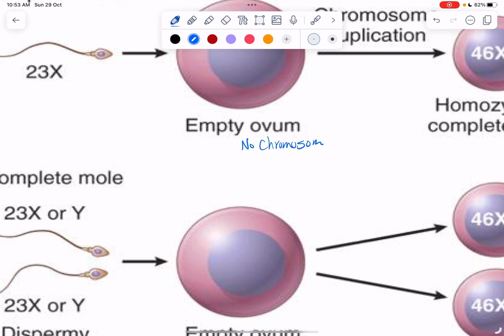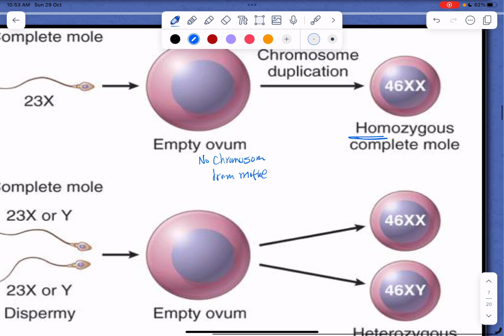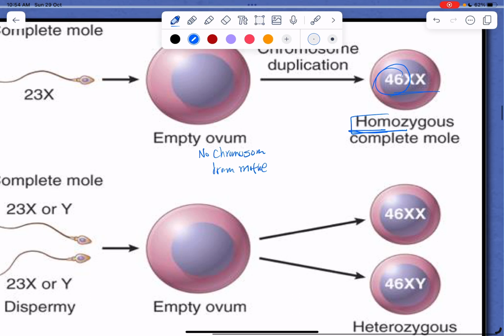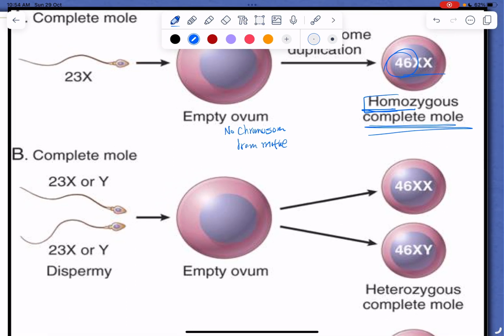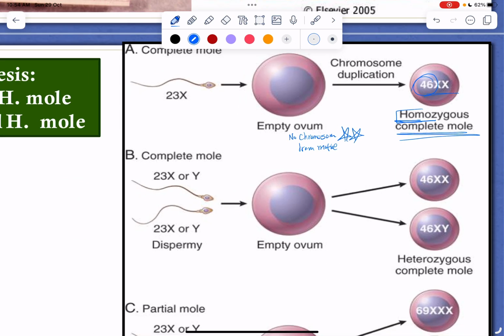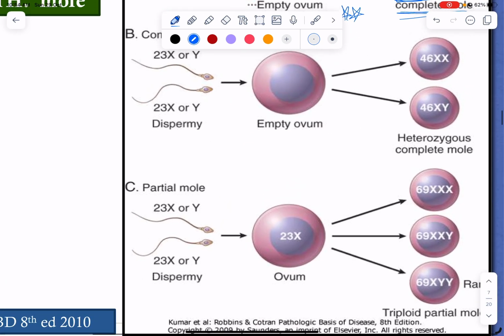Either one sperm fertilizes an empty ova and undergoes chromosomal duplication. It becomes 46 because this 23X duplicates to become 46XX. And this we call homozygous complete mole. Let us concentrate that there is no sharing of maternal chromosome. Only here there is paternal chromosome. That means this chromosome comes from father, does not come from mother.